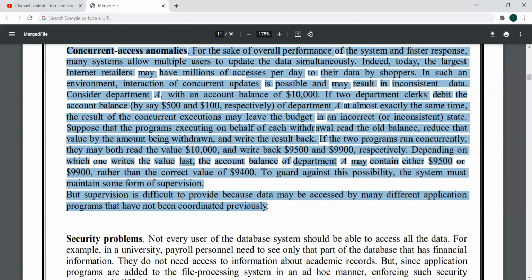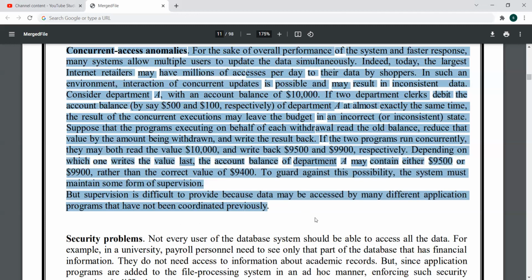If the two programs run concurrently, they may both read the value 10,000 and write back 9,500 and 9,900 respectively, depending on which one writes last. The account balance of the department may contain either 9,500 or 9,900 rather than the correct value of 9,400. To guard against this possibility, the system must maintain some form of supervision, but supervision is difficult to provide, because data may be accessed by many different application programs that have not been coordinated previously.